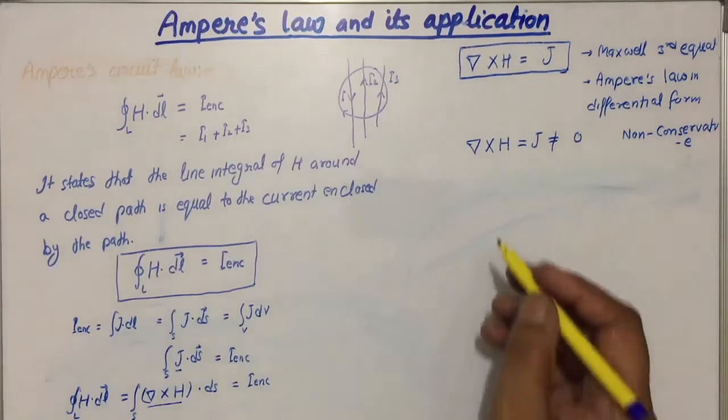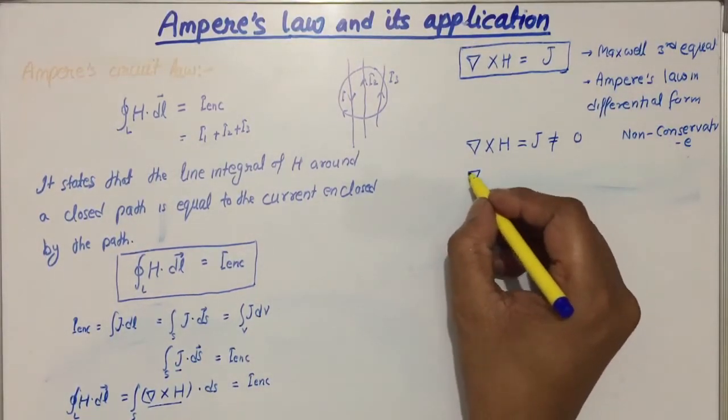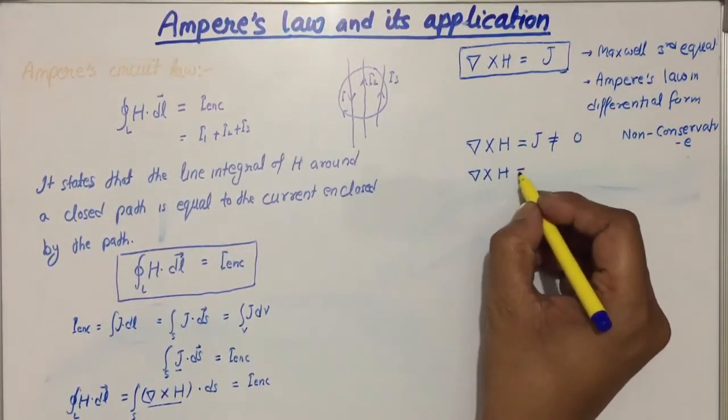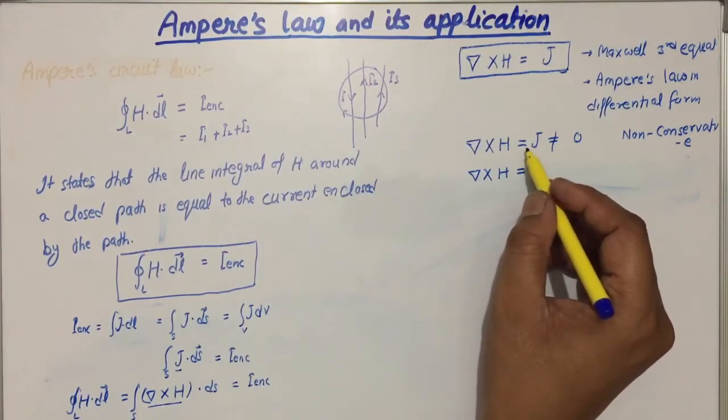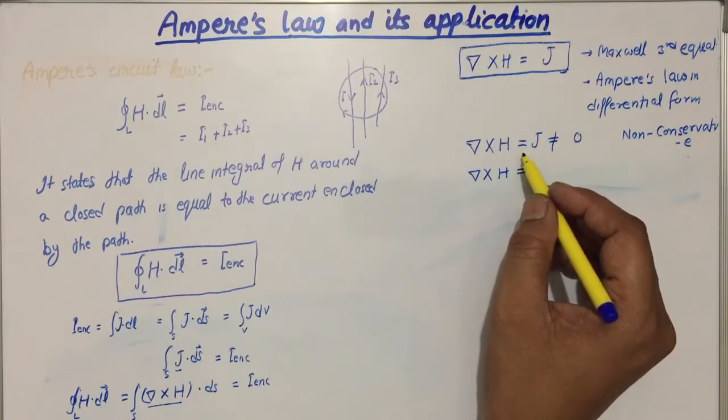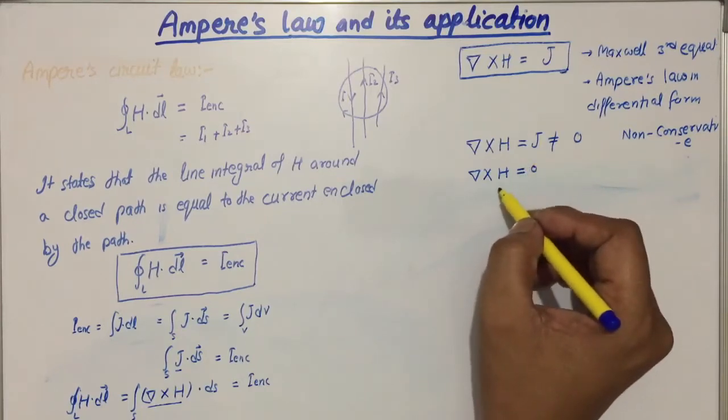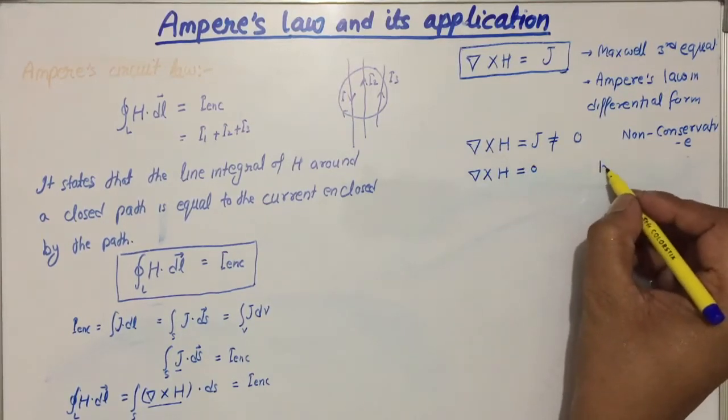But if no current is enclosed, in that case it will be 0, as there is no current enclosed. So in this case the field H is irrotational.